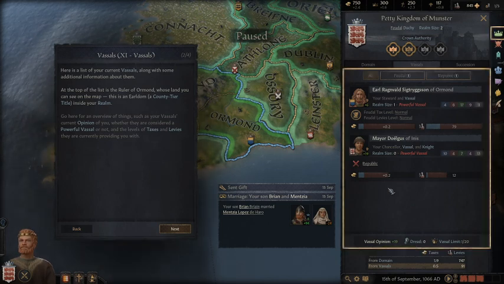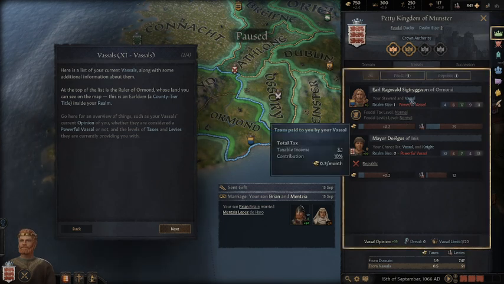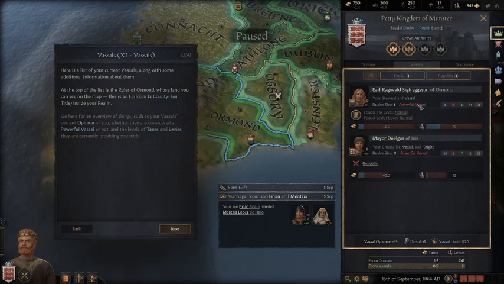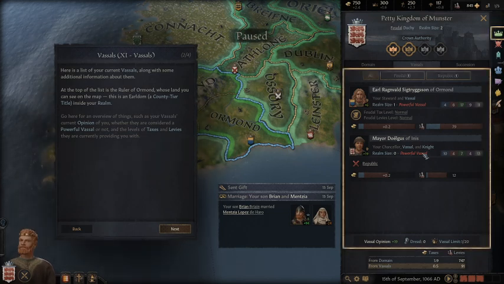Click here for an overview of things such as your vassals' current opinion of you, whether they're considered a powerful vassal or not, and the levels of taxes and levies that they are currently providing you with. So both, probably because we're super small, both of our vassals are considered powerful vassals.